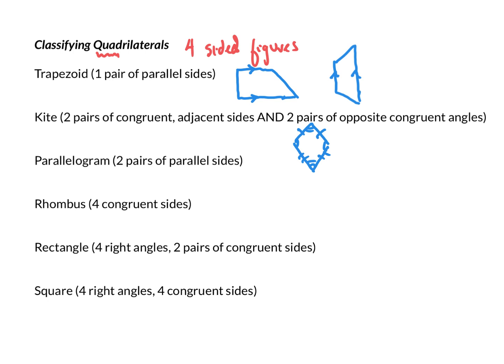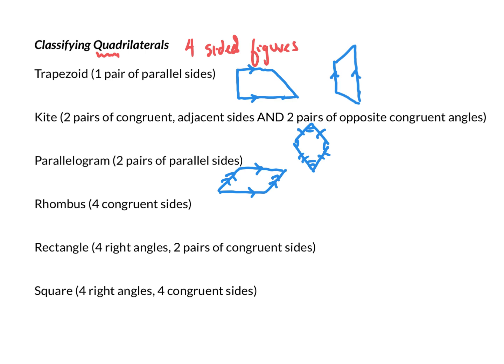A parallelogram is one that has two pairs of parallel sides. So for example, the most common one you see looks something like this. And we'd say, well, this side and this side are parallel, and this side and this side are parallel. So two pairs of parallel sides.